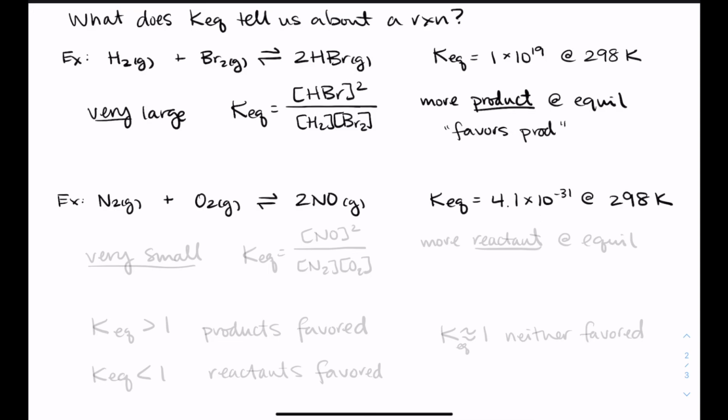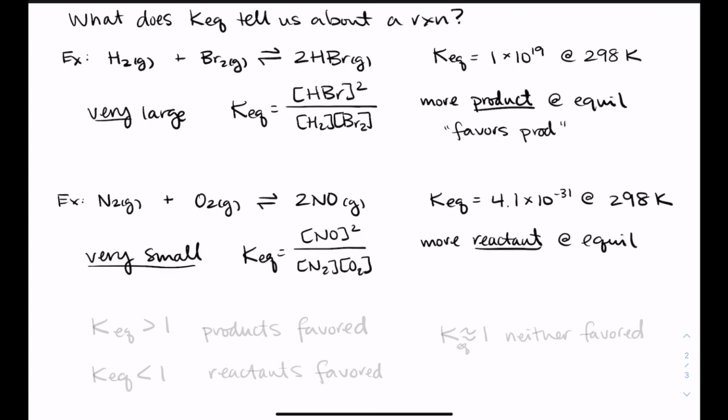So another example, N2 plus O2 in equilibrium with 2NO. This is an equilibrium constant of 4.1 times 10 to the minus 31 at 298 K. So a very small KEQ. My equilibrium constant expression is concentration of NO squared over concentration of N2 times concentration of O2. So a very small number means I have a larger denominator than numerator, so I have more reactant at equilibrium, and we might say that this reaction favors the reactants.